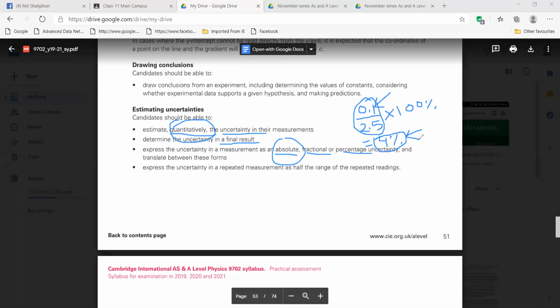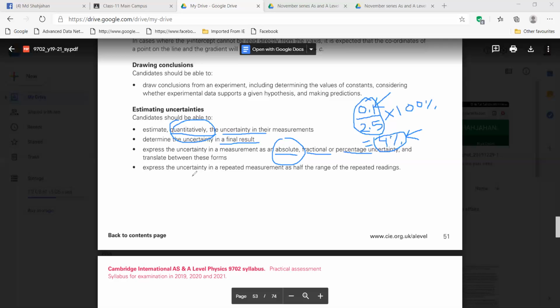In paper 5, A2, there is absolute uncertainty also. From the graph you will get the absolute uncertainty. That time in practical, or we can say in alternative to practical, whatever we are doing in A2, that's not doing the experiment directly with the instruments, that's similar to alternative to practical. There you will get absolute uncertainty.